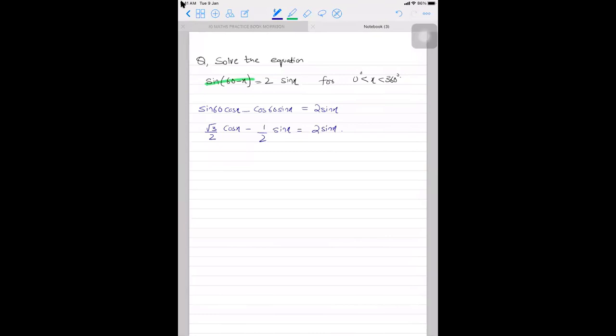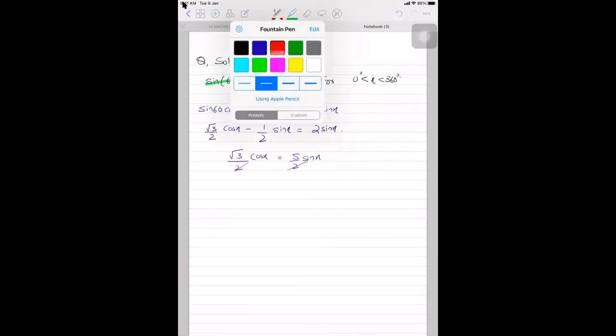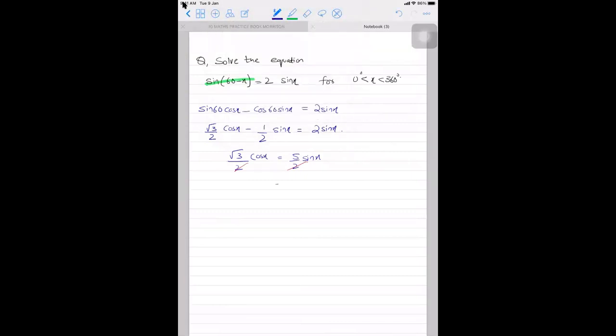So I'm really not sure what to do. Okay, let me help you. So if you take minus half sine x on the other side, you're going to get 5 upon 2 sine x. 2 plus half is 2.5, which is 5 upon 2. And on the left hand side, you are going to have root 3 upon 2 cos x, right? You can simplify this 2 and 2. So this is going to be root 3 cos x equals 5 sin x.